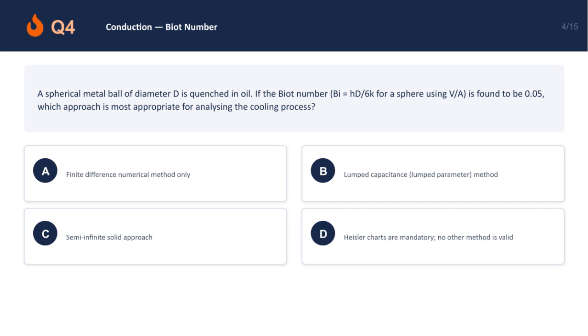And Heisler charts, while useful in some scenarios, aren't mandatory or the only valid option here. So, in summary, because the Biot number is low, we can confidently apply the lumped capacitance method to analyze the cooling behavior of this spherical metal ball.